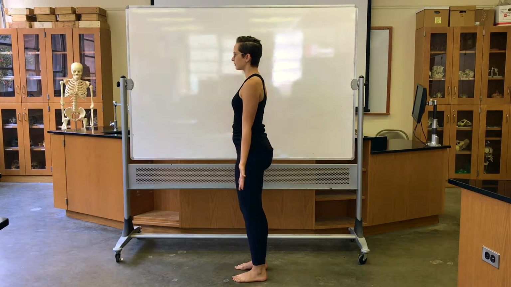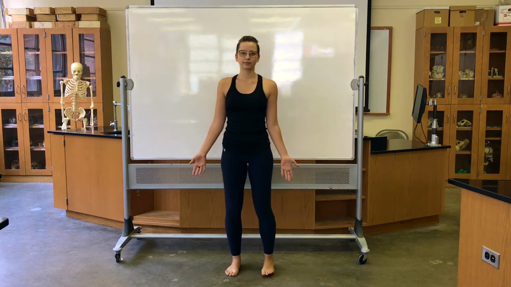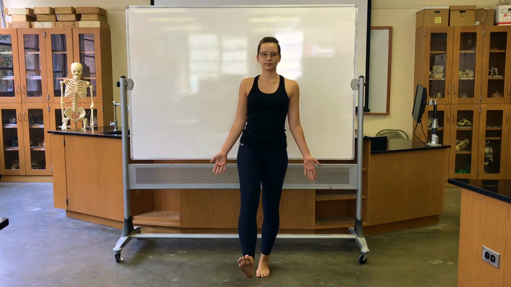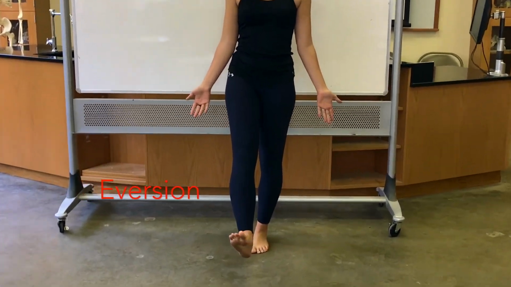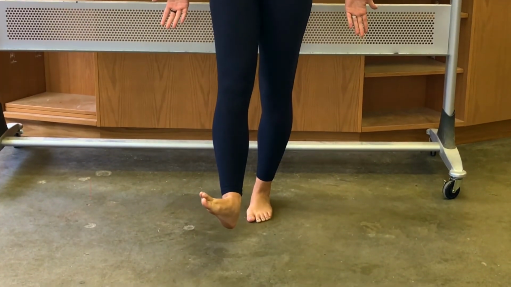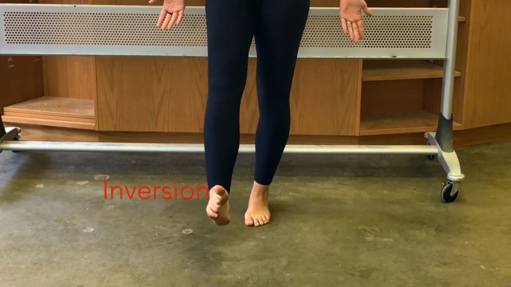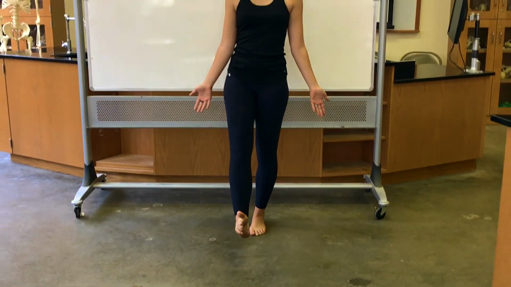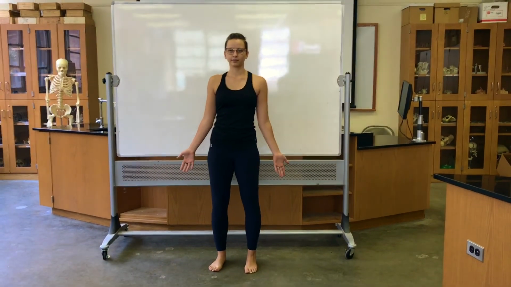Moving back to an anterior view, Ashley will show us eversion and inversion. Eversion is turning the sole of the foot outward. Inversion is turning the sole of the foot inward. In this segment, we covered the osteological directional terms of the human body.